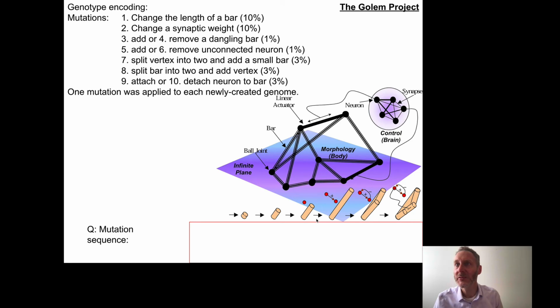I'm looking at some of Hannah's and Missy's and Logan's and George's entries here. I think I see at this step, George has 1, change the length of the bar, plus 5, add an unconnected neuron. This is the one here. And we're missing 1, 5, and 9. Attach or detach neuron to a bar. Not quite. These neurons are not connected to the bar yet.